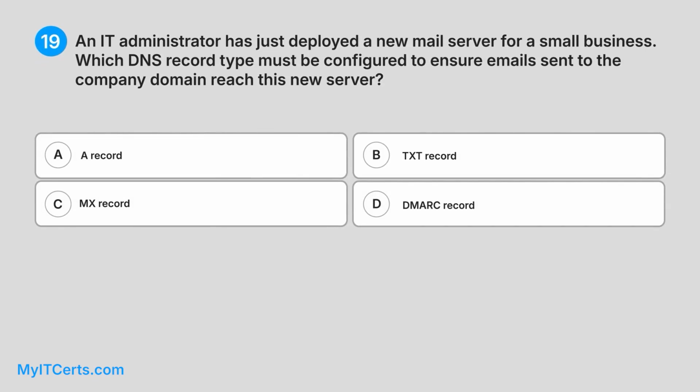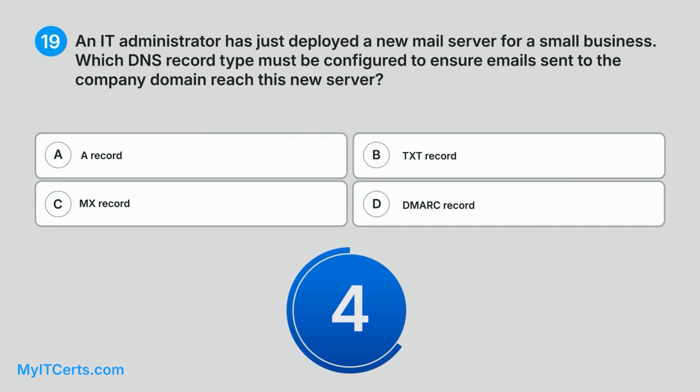19. An IT administrator has just deployed a new mail server for a small business. Which DNS record type must be configured to ensure emails sent to the company domain reach this new server? A. A record. B. TXT record. C. MX record. D. DMARC record. What do you think is the answer?